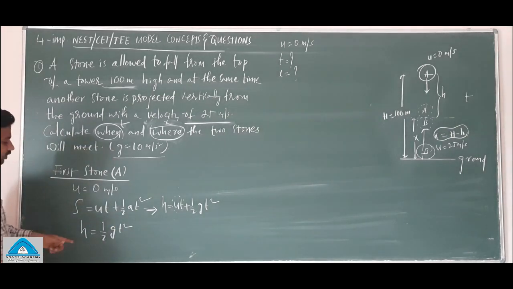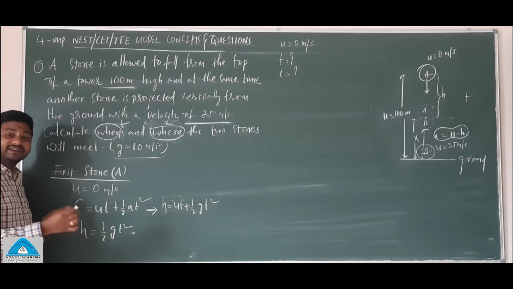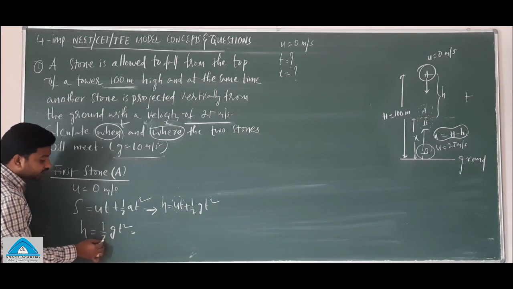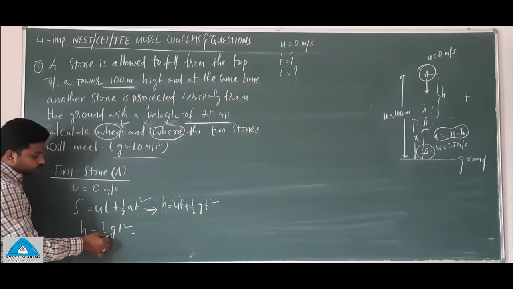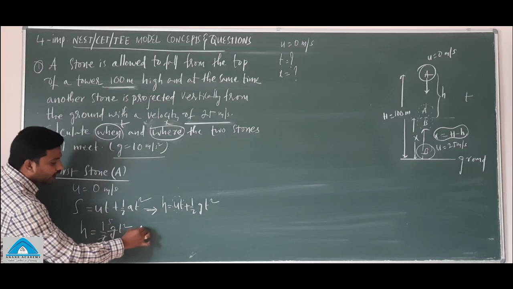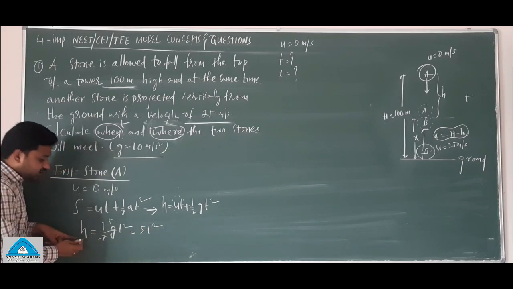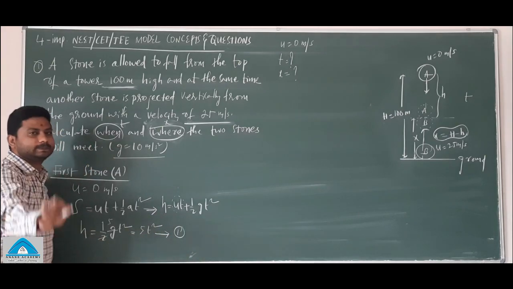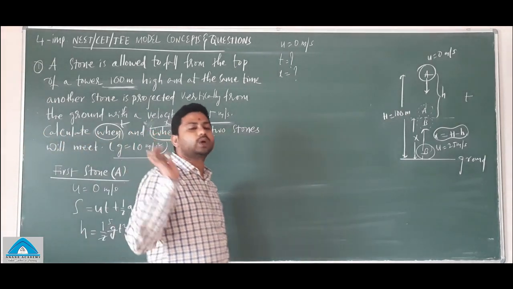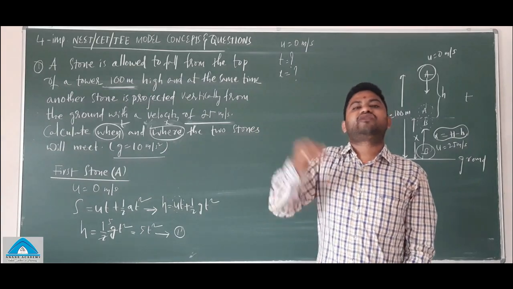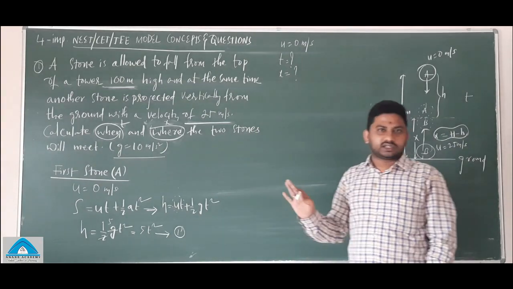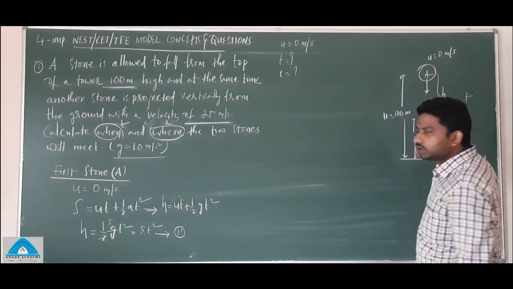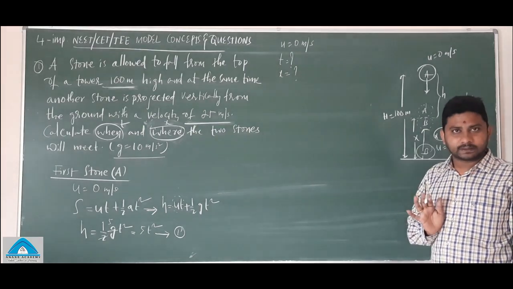So I can write half into g, g is 10, so 2 and this is 5. So small h value is 5t square. It is equation 1. We cannot do further on the first body, only this much we can do, because no other data are given.